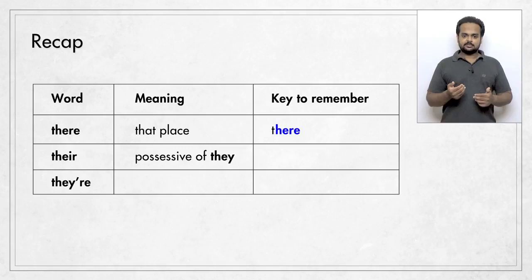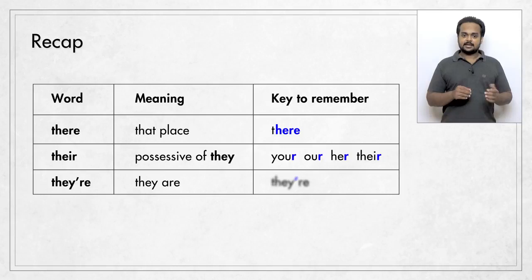T-H-E-I-R is the possessive form of they. The key to remember is that the forms our, your, her, and their end with the letter R. And finally, T-H-E-Y apostrophe R-E means they are, and the key is that the apostrophe shows the contraction of the 2 words.